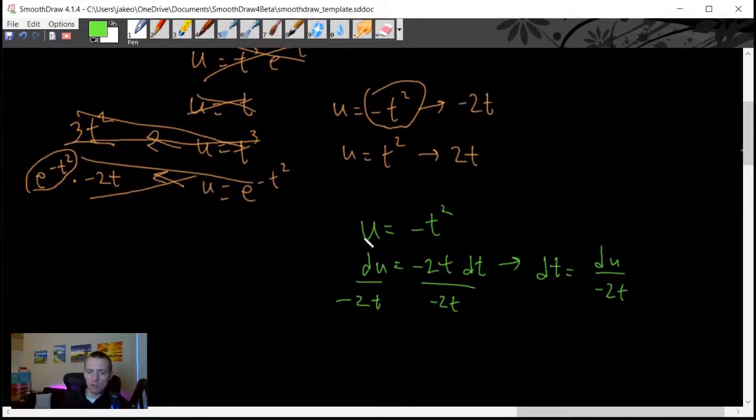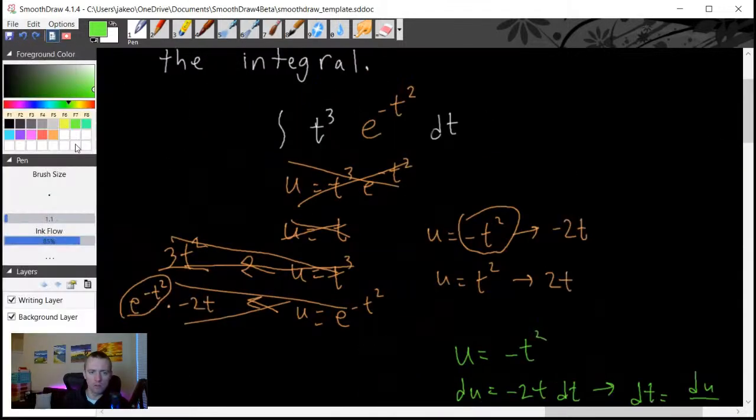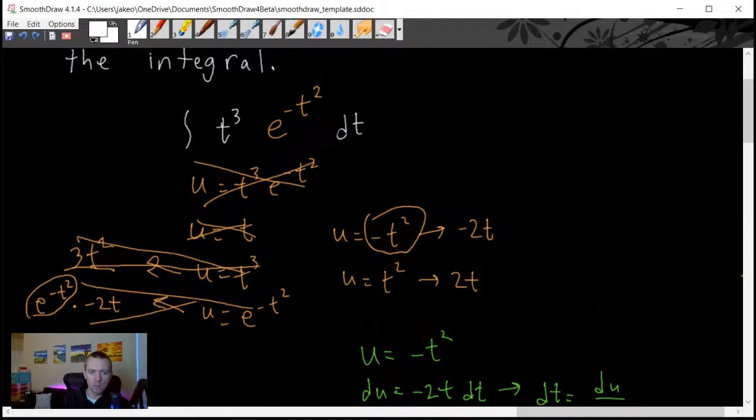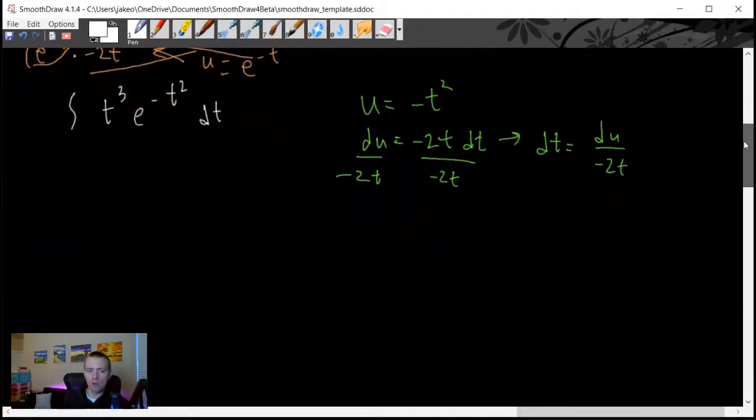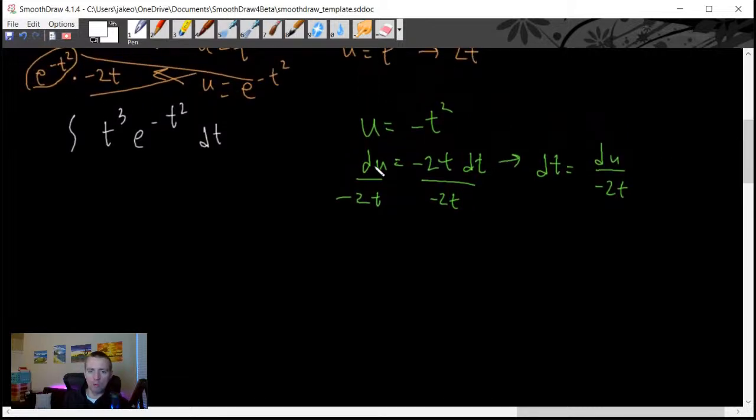Okay, so now what we can do is go back to our original integral, which, let me just rewrite that down here. We had the integral of t cubed times e to the negative t squared dt. Okay, so now once we have figured out our u and our du, or I'm sorry, our u and our dt, we want to substitute this piece out of our equation for u.